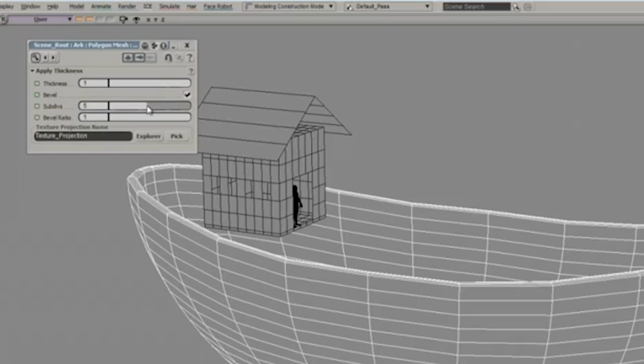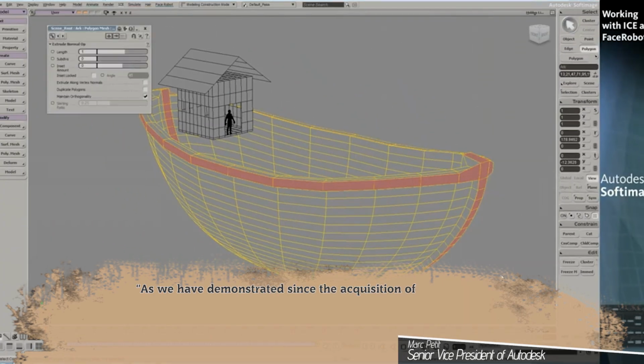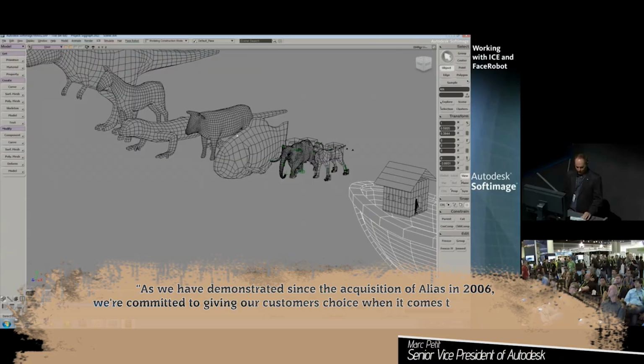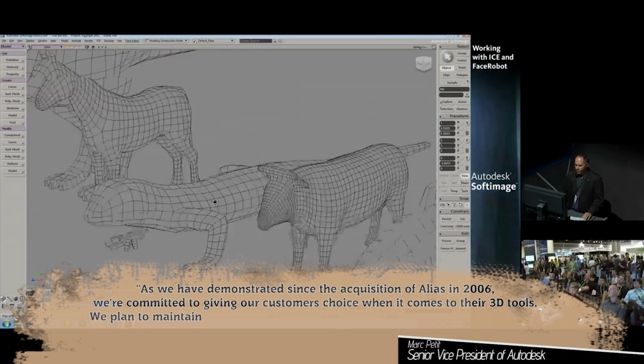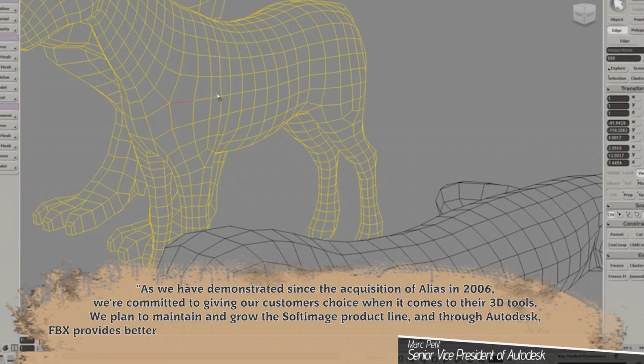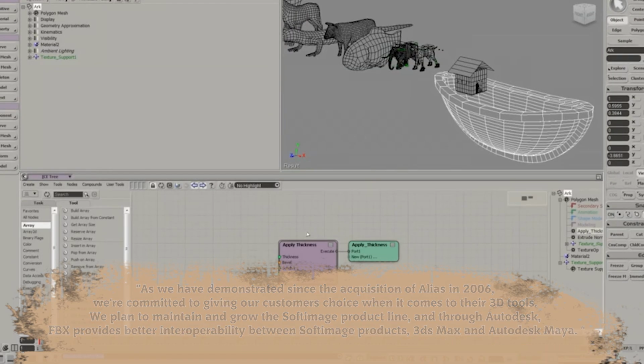Mark Petit, Senior Vice President of Autodesk Media and Entertainment, commented, "As we have demonstrated since the acquisition of Alias in 2006, we are committed to giving our customers choice when it comes to their 3D tools. We plan to maintain and grow the Softimage product line, and through Autodesk FBX provides better interoperability between Softimage products, 3ds Max, and Autodesk Maya."